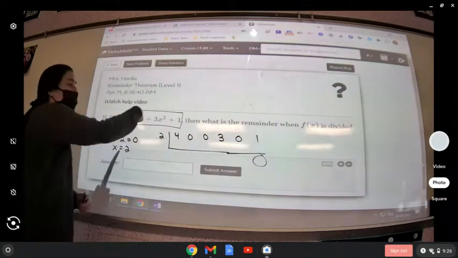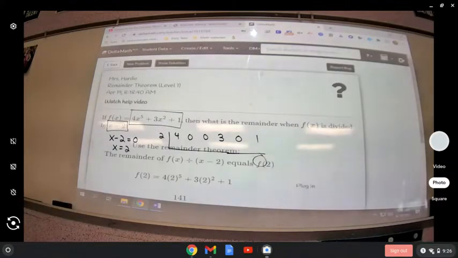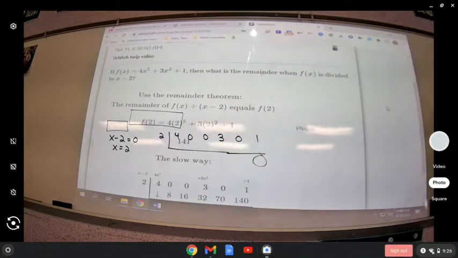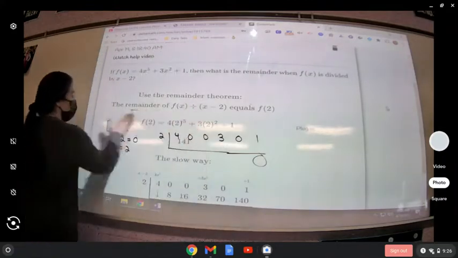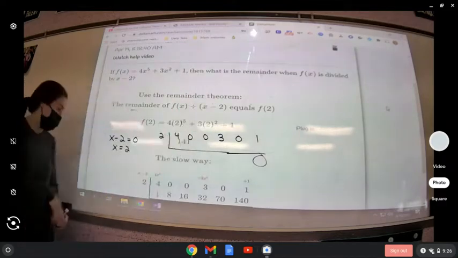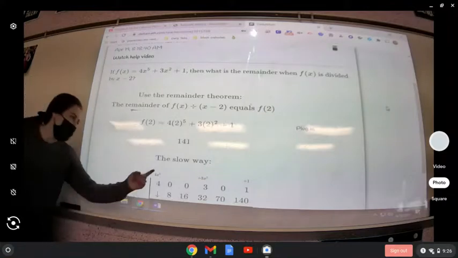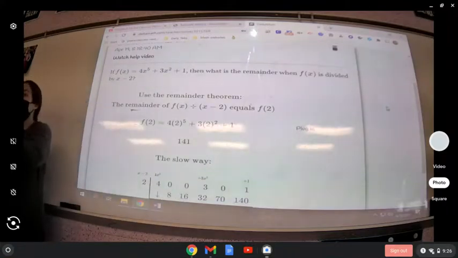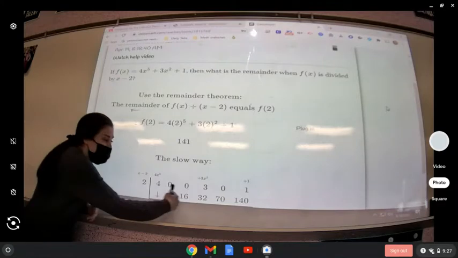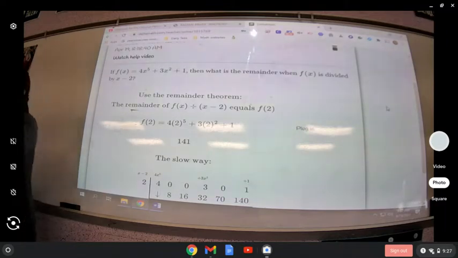So on Delta Math, if you look up how to get the answer, look what they said. First they tell you to use the remainder theorem. Plug 2 in, see what number comes out. It's 141. Or they said, or you could do the slow way. They literally call it the slow way because to do synthetic is going to take you so much more time to do all that multiplying, adding, and filling in the zeros, if you even remember to fill in the zeros.